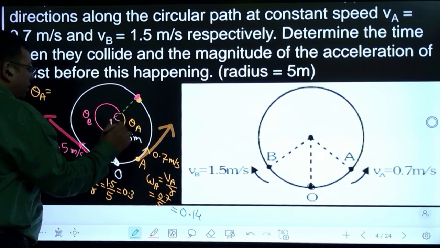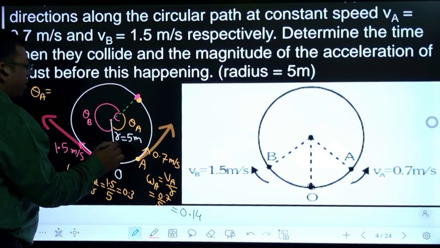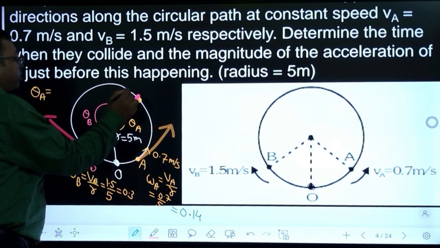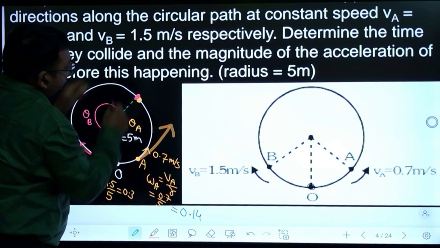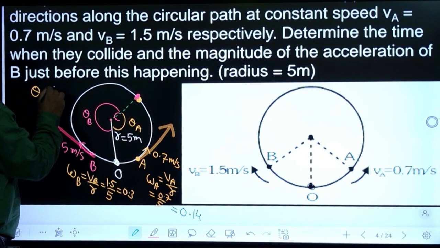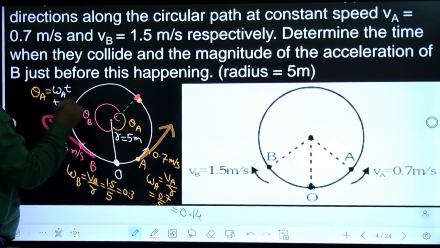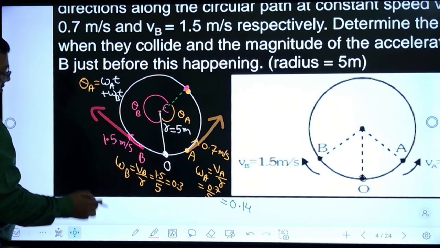Now this theta is equal to omega into t, and they have started at the same time and they are going to meet in the same interval. So time for this and time for this is the same because they have started at the same time and they are meeting at the same instant. Right. So this is omega A into time plus this will be omega B into time. Now you solve it. Time we can now solve very easily, right?